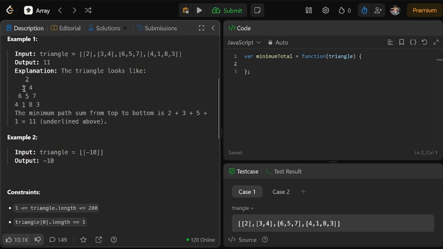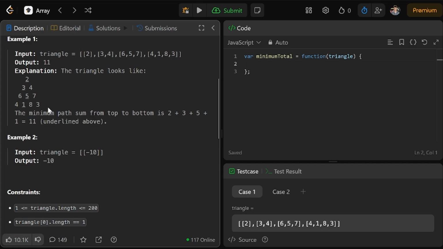So the minimum path sum for this triangle is 11. You can start from 2, and either go to 3 or 4. The smaller of the two is 3, so 2 plus 3 is 5. Now we go to the smaller of the two below it. It's 5, so 5 plus 5. And then below that is either 1 or 8, and so the answer is 11.